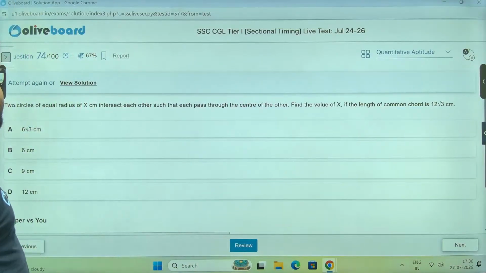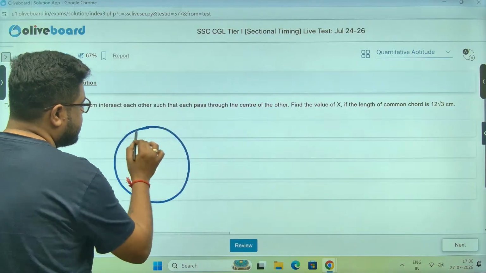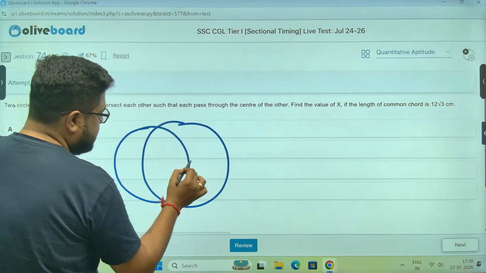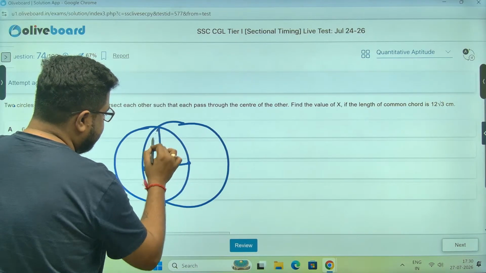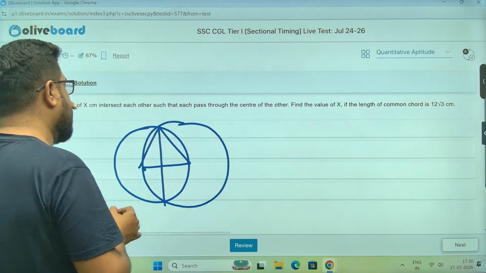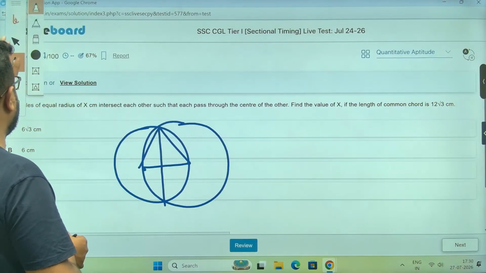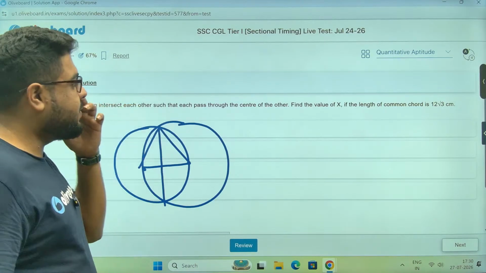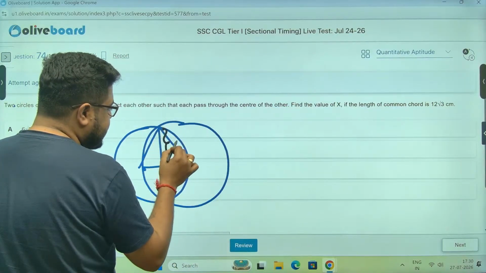Chalo. Two equal circles pass through each other's center. Okay, common chord 12 root 3. So these are the centers. Common chord is this. Again, remember, if you don't want to use the formula, this is always an equilateral triangle. I've drawn a very bad diagram, but still, it's an equilateral triangle. So common chord is 12 root 3, meaning this height is 6 root 3.